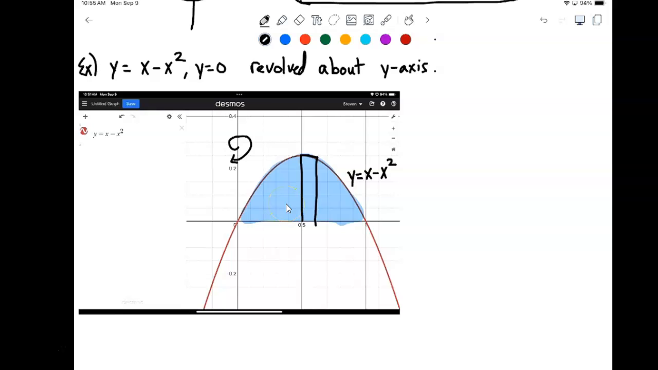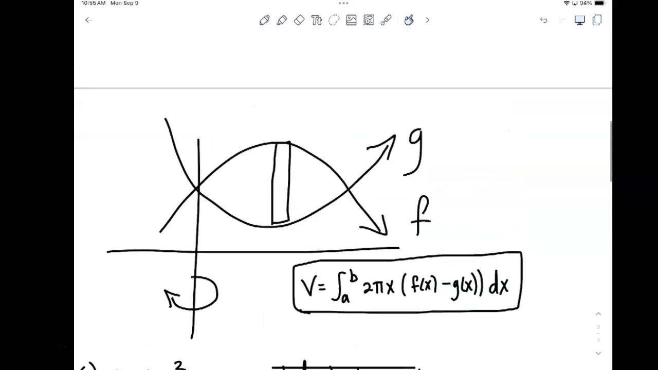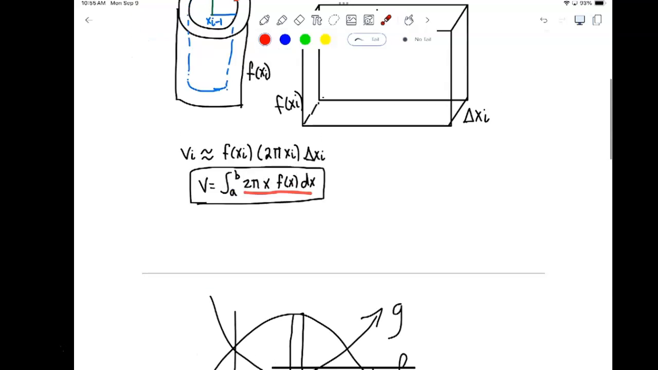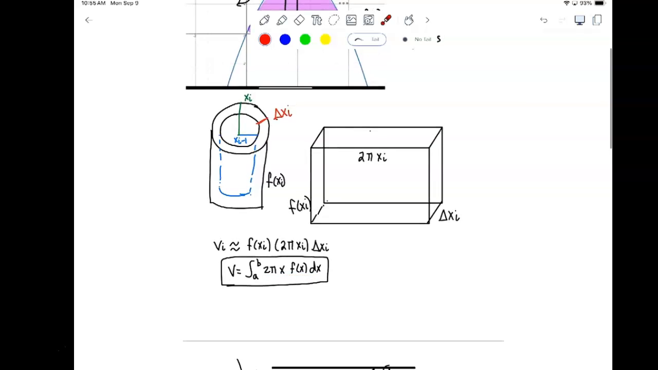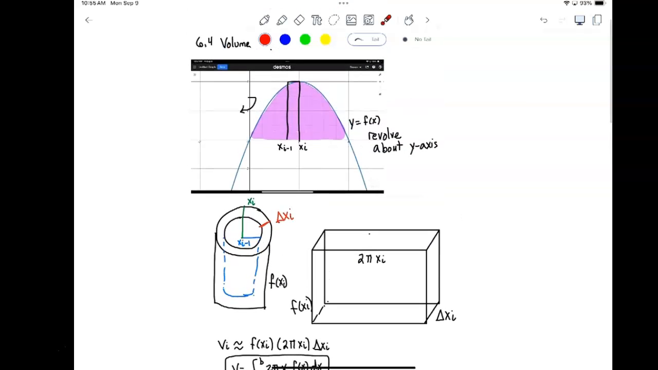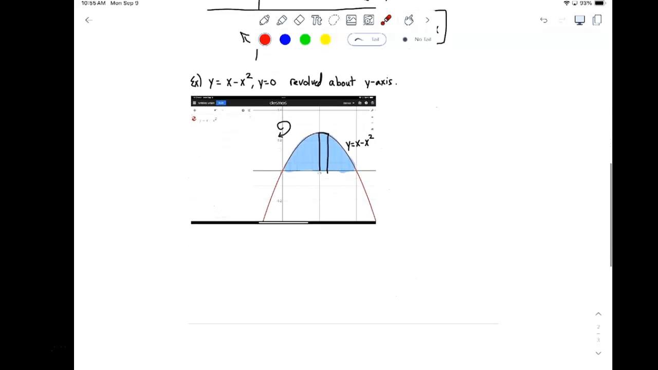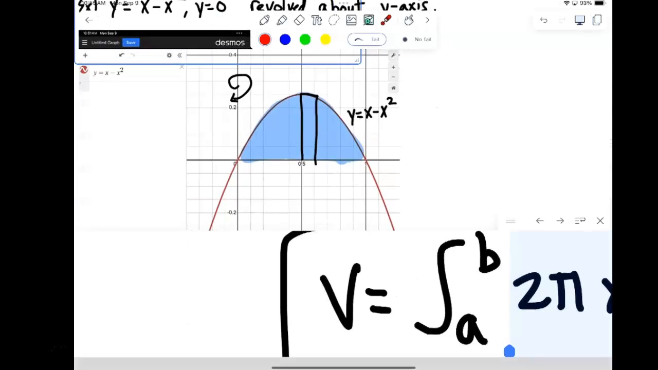So instead, we're going to use shells. And again, the formula for shells, as we talked about previously, is the integral over your range of 2 pi x times f of x, where f of x is going to be the height of that cylindrical shell. Okay, so let's go ahead and do that.